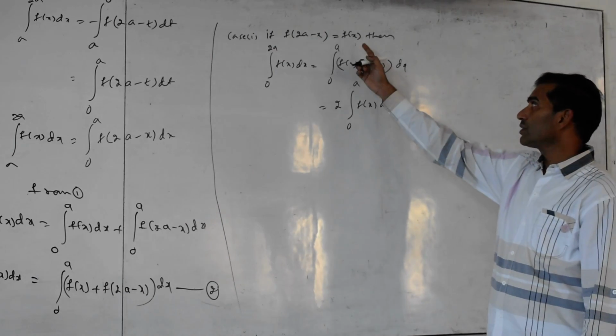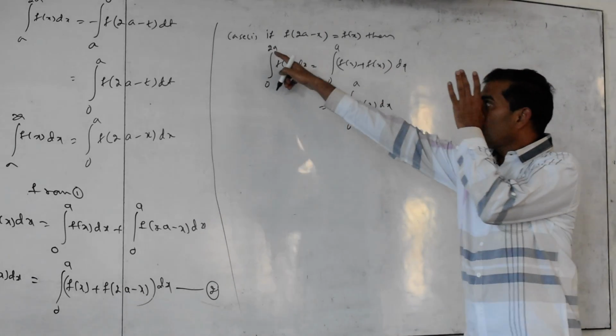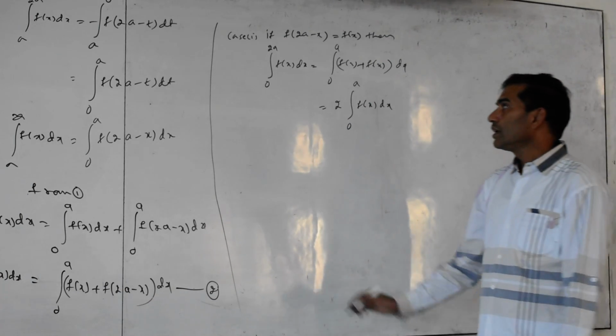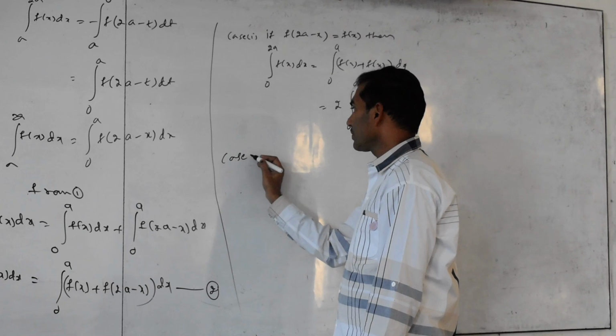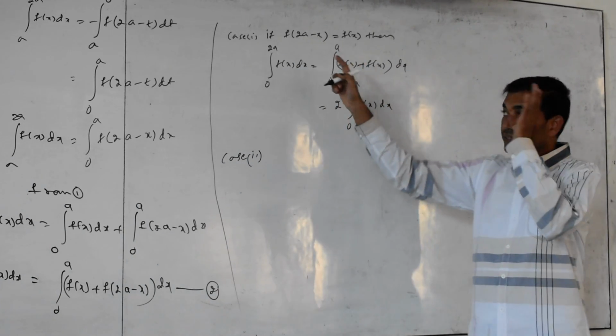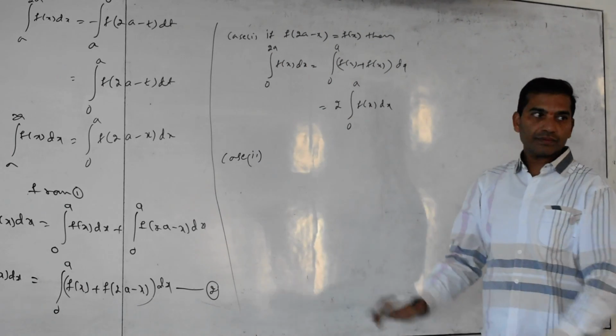If f of 2a minus x equals f of x, then this 2 comes here: 2 times the integral from 0 to a of f of x dx. This is possible only for this case. If it is not possible, this 2 does not come here.